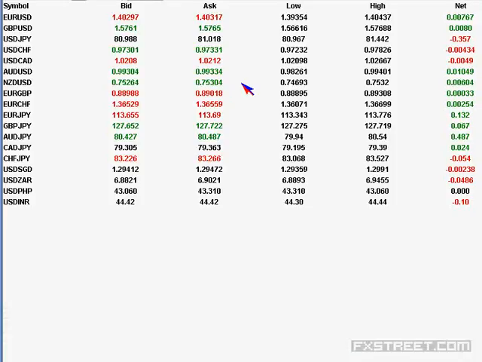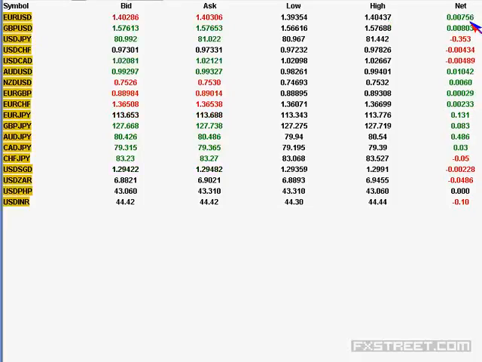Euro is trading around 1.4029, 1.4031, and the low was 1.3935, and it briefly stayed there, and subsequently they gained the levels, and the high was 1.4043. 76 pips they gained so far from Friday close.